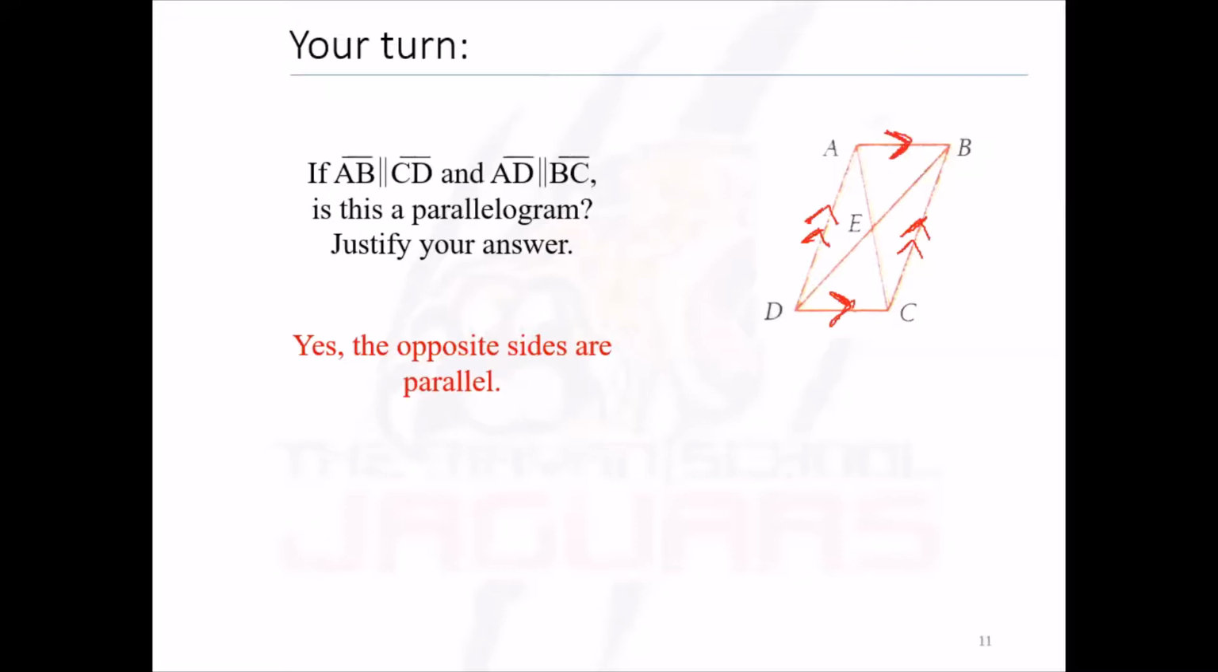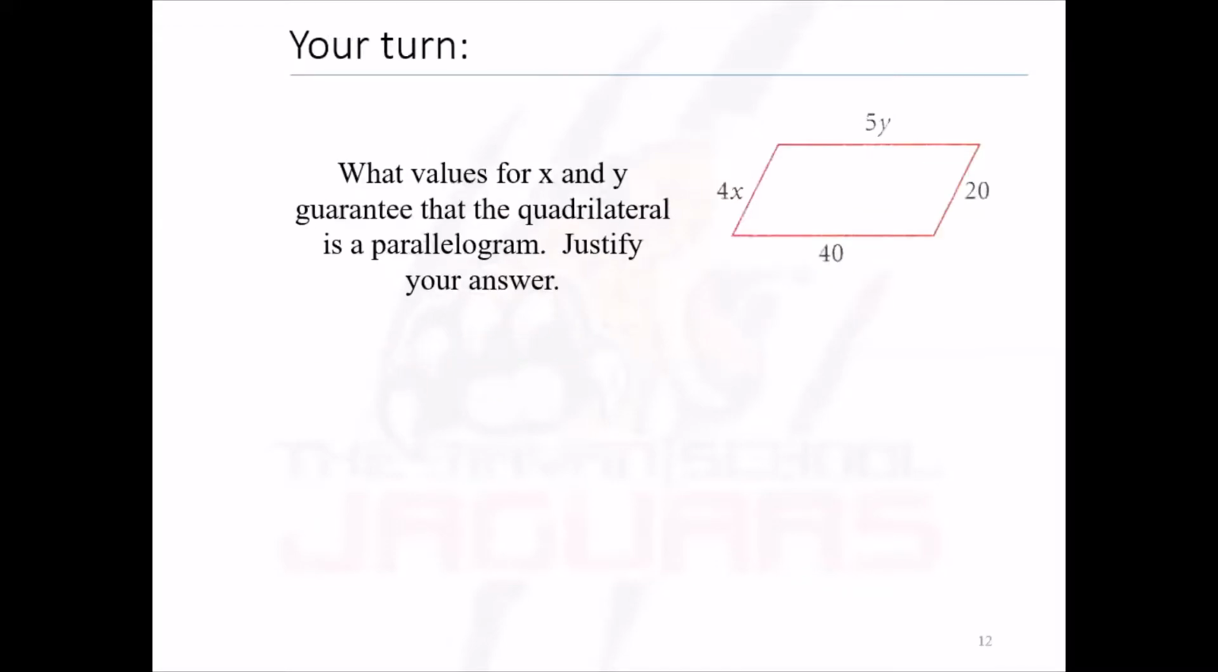Let me clean this out. And in the next one, we're going to use a little bit of algebra. Here it says, what values for x and y guarantee that the quadrilateral is a parallelogram? And we need to justify the answer. Okay, I notice in here, let me use my magic pen, that this side that is labeled with 4x and this that is labeled with 20 are opposite sides.